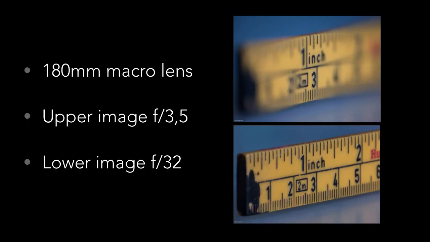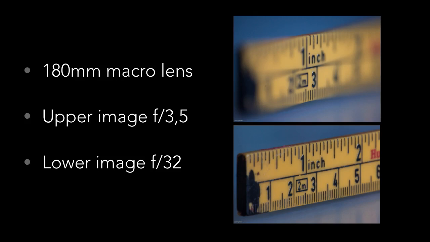Let's repeat a little bit about depth of field. With a wide-angle lens we can have depth of field from a few centimeters from the camera to infinite. However, when we are working with a macro lens in close-up situations, we have a very narrow depth of field.